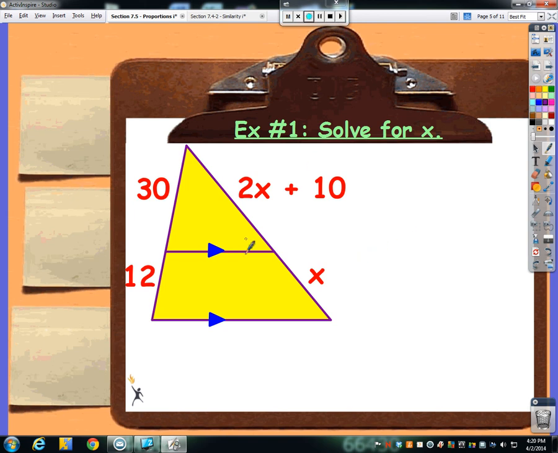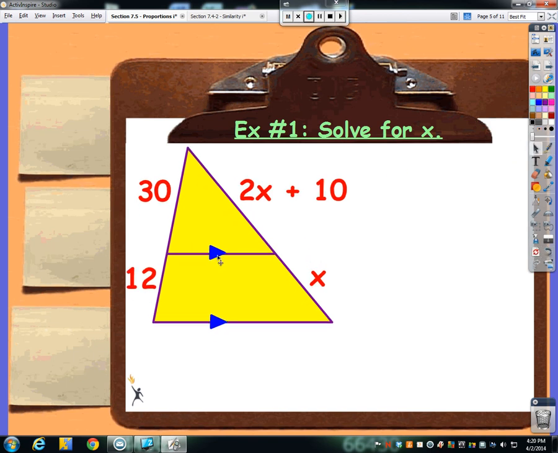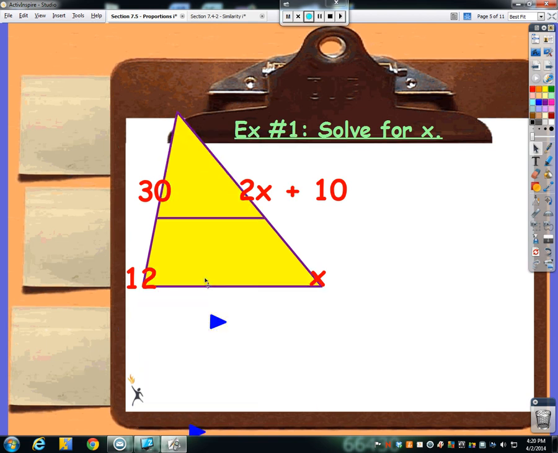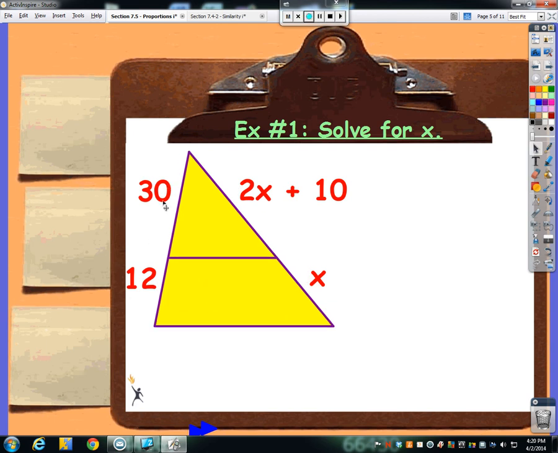So now applying this thing. I've got overlapping triangles. I know that I have parallel sides here, so I may use this. Now you might ask, well, what happens if those parallel lines aren't there anymore? Can I still do this problem and set it up as 30 over 20 equals 2x plus 10 over x? No, you may not. Unless you can figure out some other way that these two triangles are similar, you may not do that.